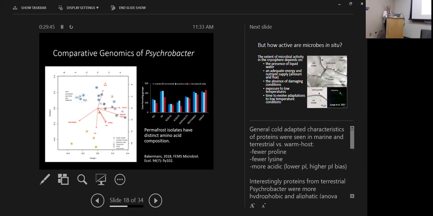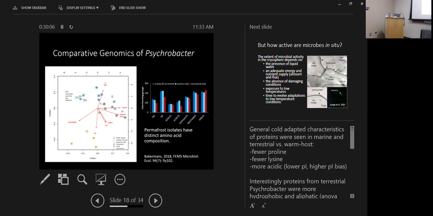So those two contrasting effects kind of cancel each other out when you're trying to look for a cold adapted signature in the amino acid composition. But for some reason, it seems that the terrestrial isolates do show more hydrophobicity than the marine isolates, and I don't know why yet. I don't understand what that would be for.